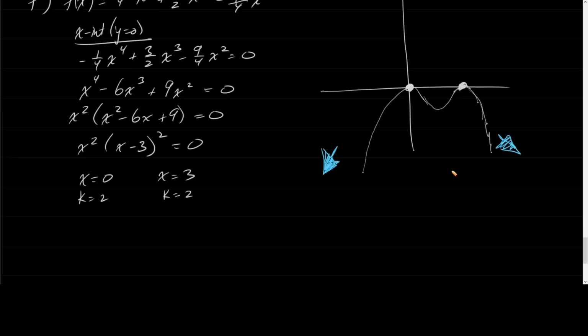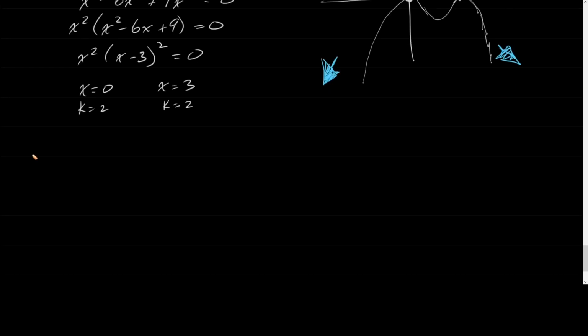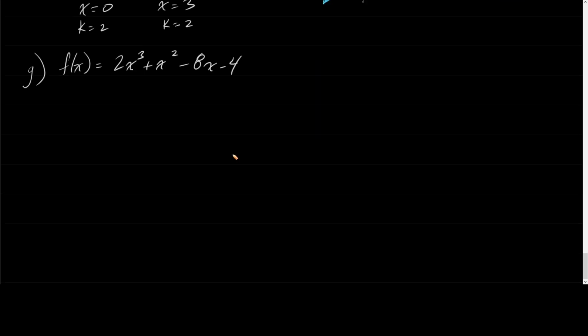Next one, G. Let's say that we have f of x being equal to 2x cubed plus x squared minus 8x minus 4. All right, and again, we want to find the zeros. So to find the zeros, what we really mean is find the x-intercepts, which is where y is equal to 0. So we're going to say that 2x cubed plus x squared minus 8x minus 4 be equal to 0. I'm going to factor this by grouping.